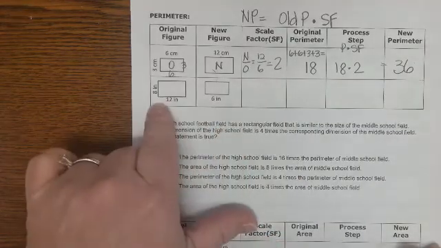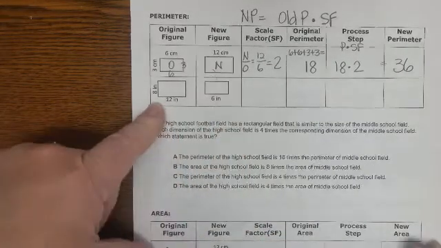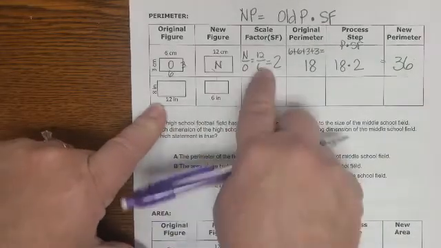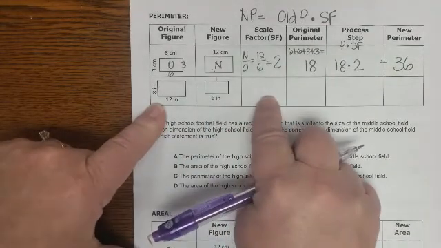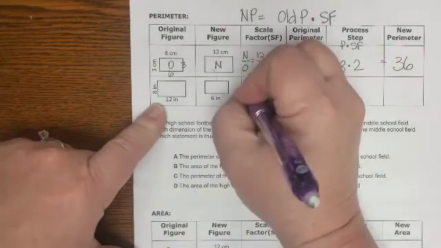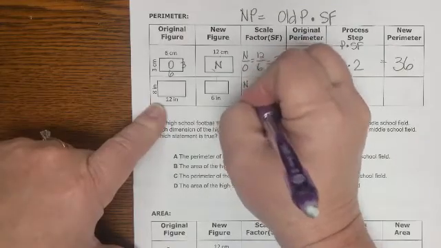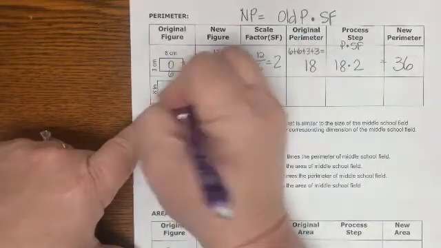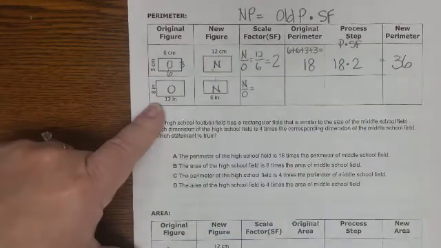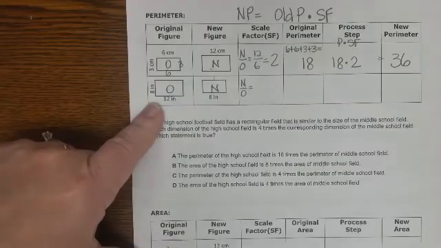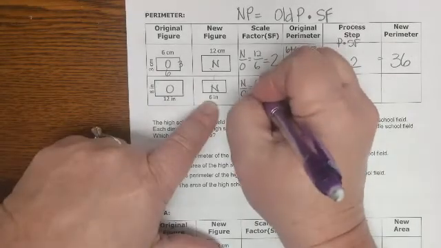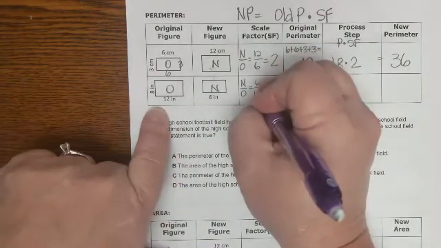Now, perimeter, here we go. We got another one. So first we want the scale factor, and your worksheet looks just like this. So new over original. I'm going to designate which one's my new, which one's my original. I'm going to do 6 over 12.